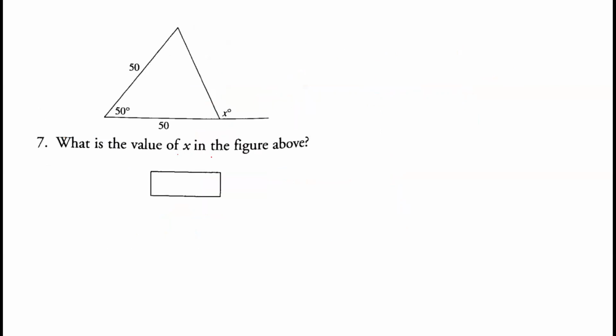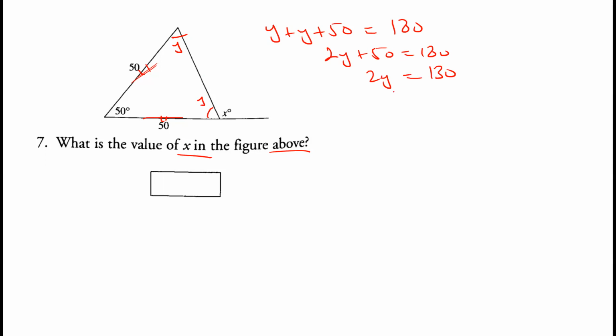Now, what is the value of x in the figure above? So we have an isosceles triangle because this is 50, this is also 50. The lengths are equal, so this angle and this angle would be equal. So 2y plus 50 equals 180. So 2y equals 130. Y equals 130 divided by 2, which is 65.